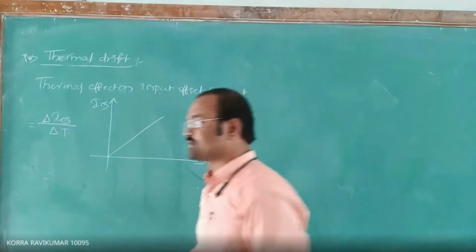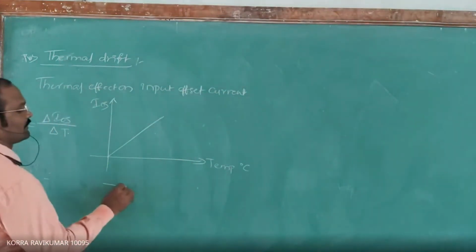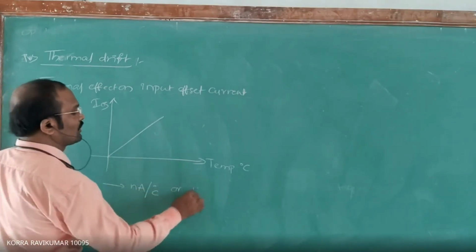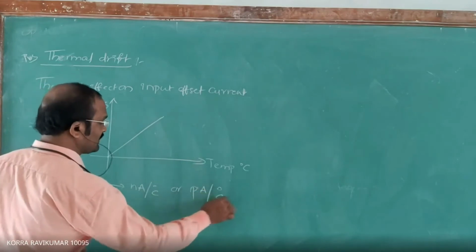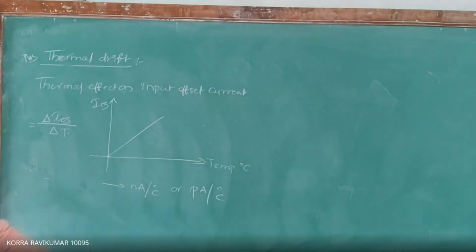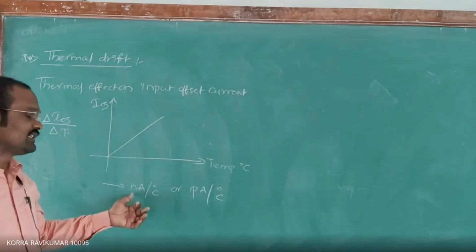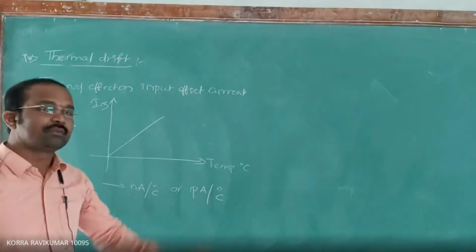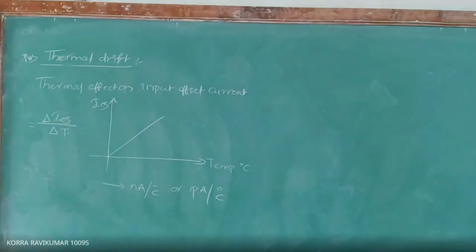Its unit is nanoamperes per degree centigrade or picoamperes per degree centigrade. You can use any units, whether nanoampere or picoampere per degree centigrade.